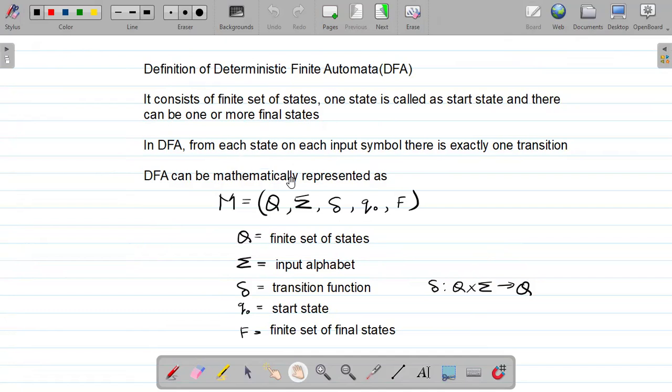And it can be mathematically represented as M = (Q, Σ, δ, Q0, F). Q is the finite set of states. Σ is the input alphabet. Delta is the transition function. Delta is Q × Σ gives us Q. When we solve the problem, it will be more clear. Q0 is the start state. F is a finite set of final states. This mathematical representation we should remember, so that it will help us in solving the problems.